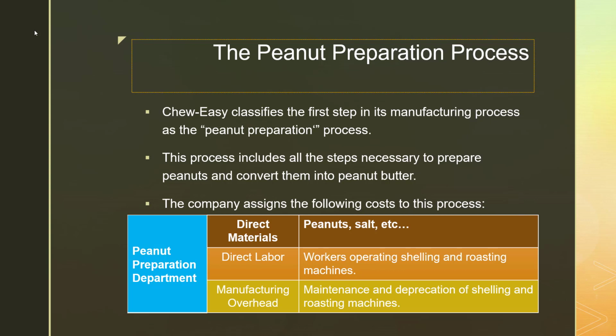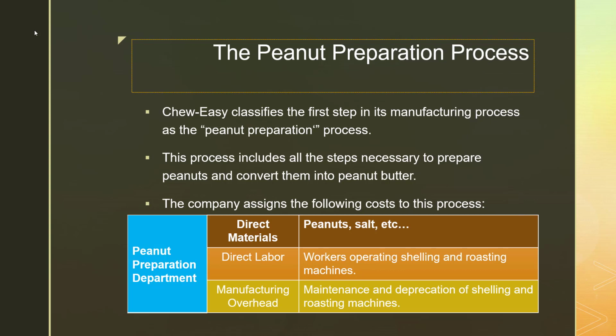What costs would they incur within this department to convert raw unfinished peanuts into peanuts suitable to be made into peanut butter? Well, for direct materials, we would have the purchase cost of the peanuts. We have to have the peanuts if we're going to prepare those peanuts to be made into peanut butter. Maybe some salt gets thrown in during the process of roasting to give it a nice flavor before it's turned into peanut butter. There could be other things as well.